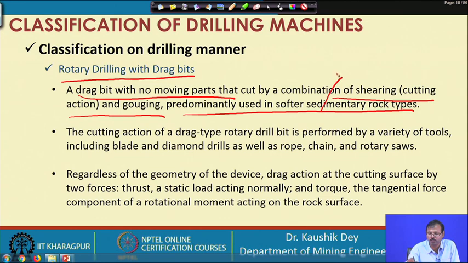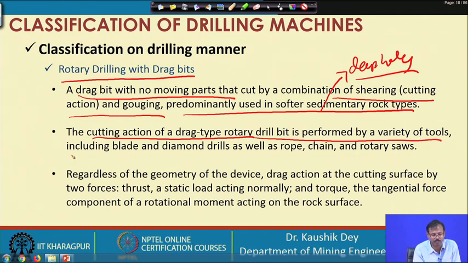So, it is predominantly used for the softer formation. Also it is used for deep holes, but it must be carried out in the softer rock. So, the cutting action of the drag type rotary drill bit uses a variety of tools, including blades, also diamond drills, where rope and chains and rotary saws are used. So, basically this drag force is used for cutting action here.